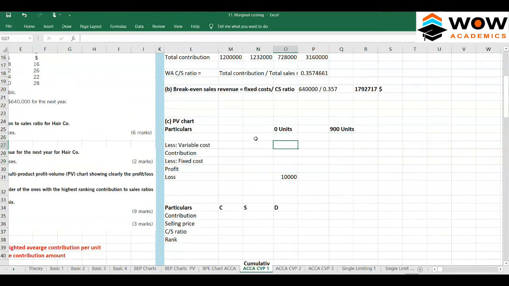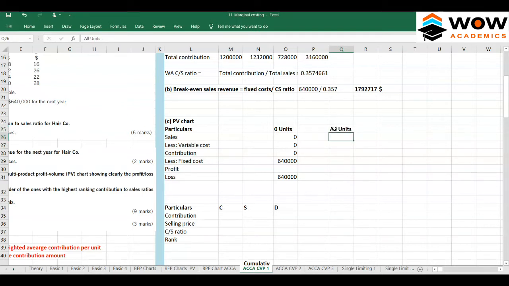Okay, what would happen when you sell 0 units? We'll have 0 sales income, 0 variable cost, 0 contribution, but our fixed cost will be there. What is our fixed cost? Our fixed cost is 6,40,000. So that will always be there. So the loss will be 6,40,000.